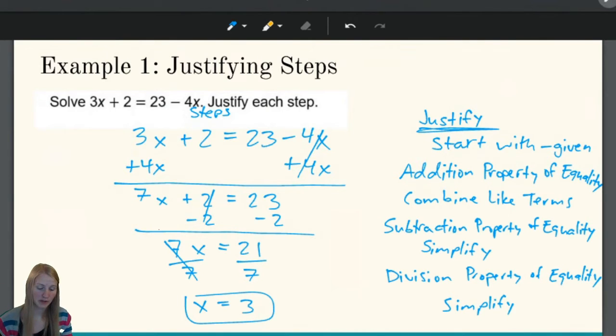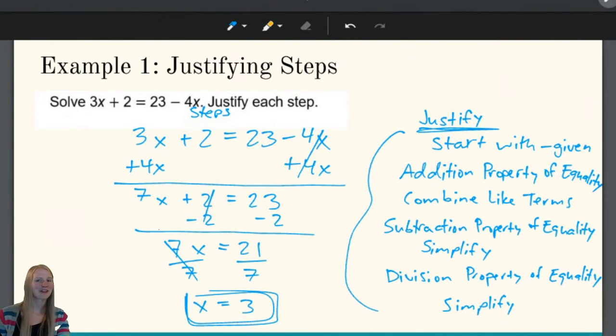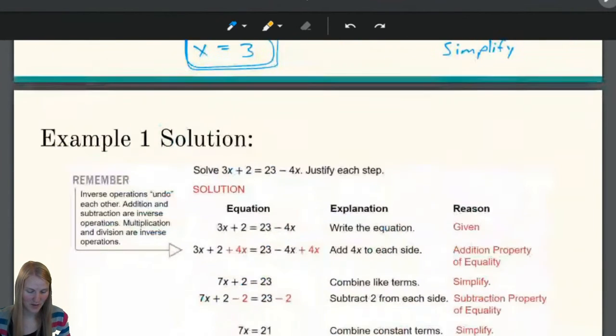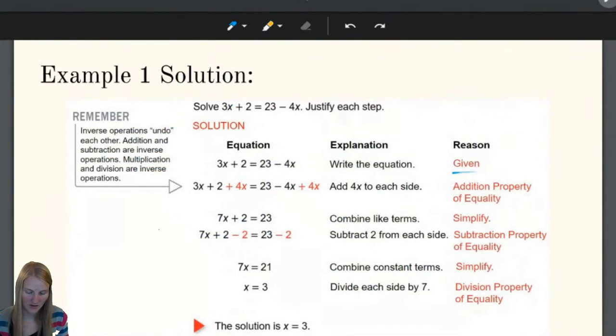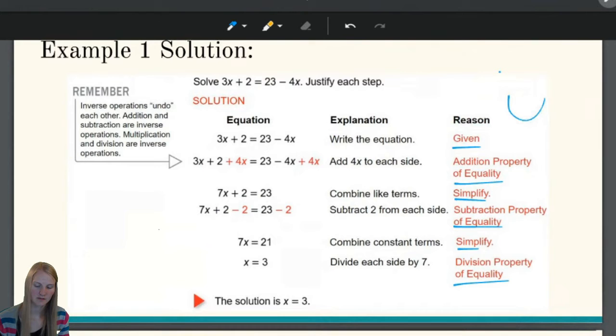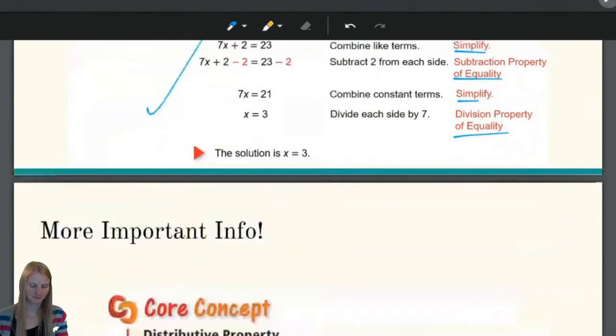Ta-da! So we have completely solved. It told us to solve and justify each step. We solved it because we have x by itself. We solved for x, and look at that. We justified every single step. So there you have it. We can make sure we were correct. Given, addition property, simplify, subtraction property, simplify, division property. Boom. Same thing. We did the same thing.